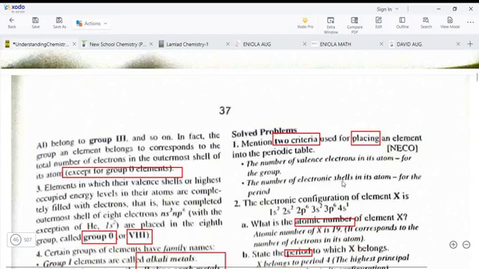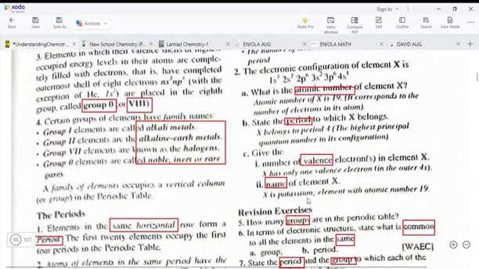Those ones that are having the same shell will be in the same period. So then the next question: the electronic configuration of X is this. What is the atomic number? If you want to know the atomic number of this element, just add the numbers on top, the superscripts: 2 plus 2, 4, plus 6, 10, then plus 2, 12, plus 6, 18, plus 1, 19. So the atomic number is 19.